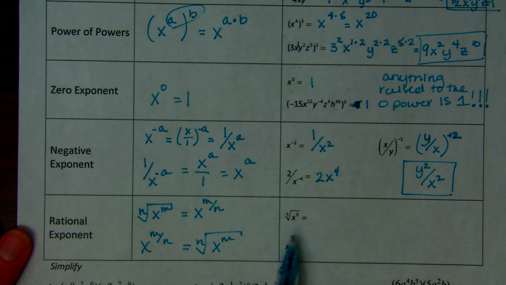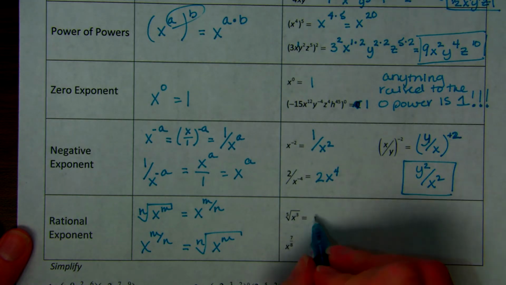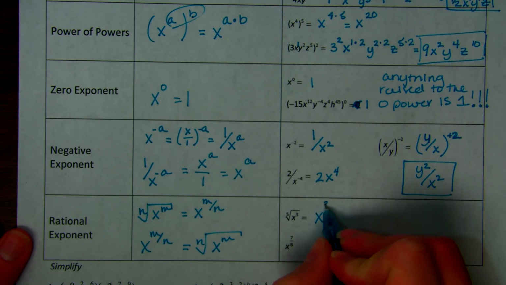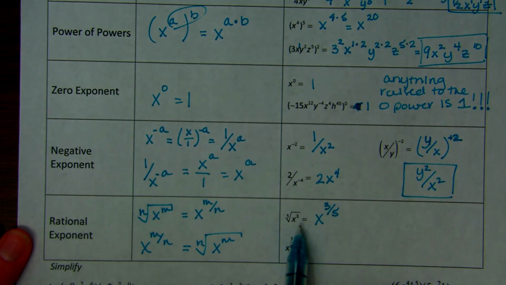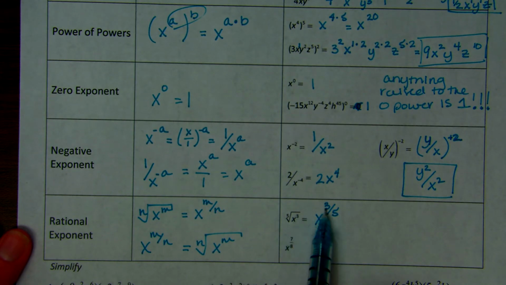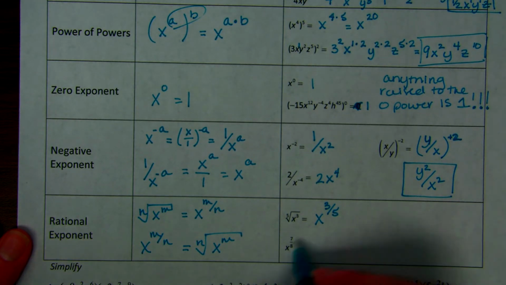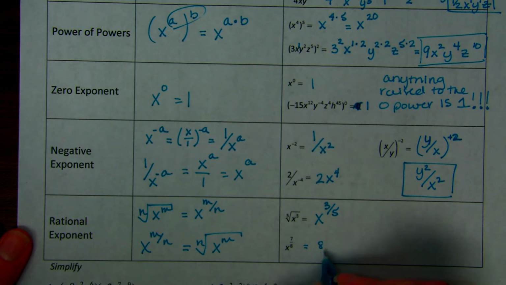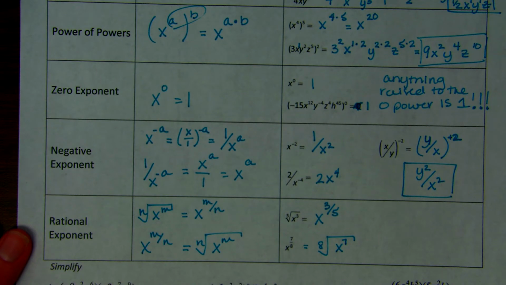So if I do this example right here, I've got the 5th root of x cubed. We want to rewrite this as a rational exponent. This becomes x to the 3/5. The power becomes the numerator of your rational exponent, and the root becomes the denominator. Okay, and if we have x to the 7/8, we can rewrite that as a root. The denominator is your root, so the 8th root of x to the 7th power, like that.